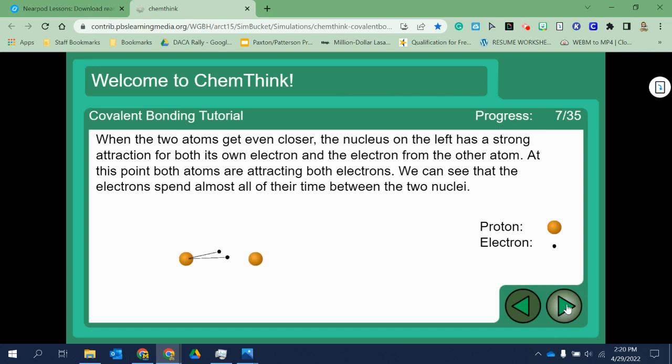Right, so when the two atoms get even closer, the nucleus on the left has a strong attraction for its electron, and for the other electron. At this point, both atoms are attracting both electrons. We can see that the electrons spend most of their time between the two nuclei. So the electrons are right here in between the two. It's almost like you're trying to walk a dog, and the dogs are attracted to each other, right? And they pull you and the other person towards each other because the dogs are going towards each other. So right there, it's keeping the two protons, the two atoms connected together.